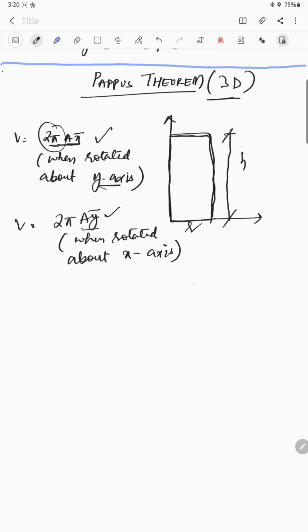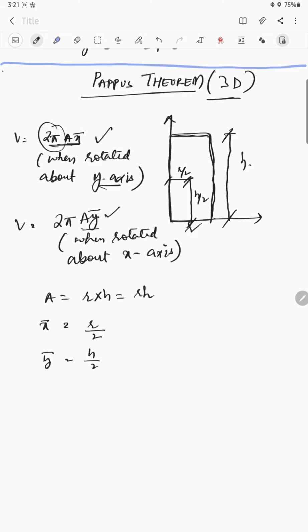The very first thing we'll take is this one. Suppose this distance is r by 2 and this distance is h by 2. The total height is h and the total horizontal distance is r. So what is the value of area here? Area is equal to base into height, r into h, which is equal to rh. Then x bar is equal to r by 2, and y bar is equal to h by 2.